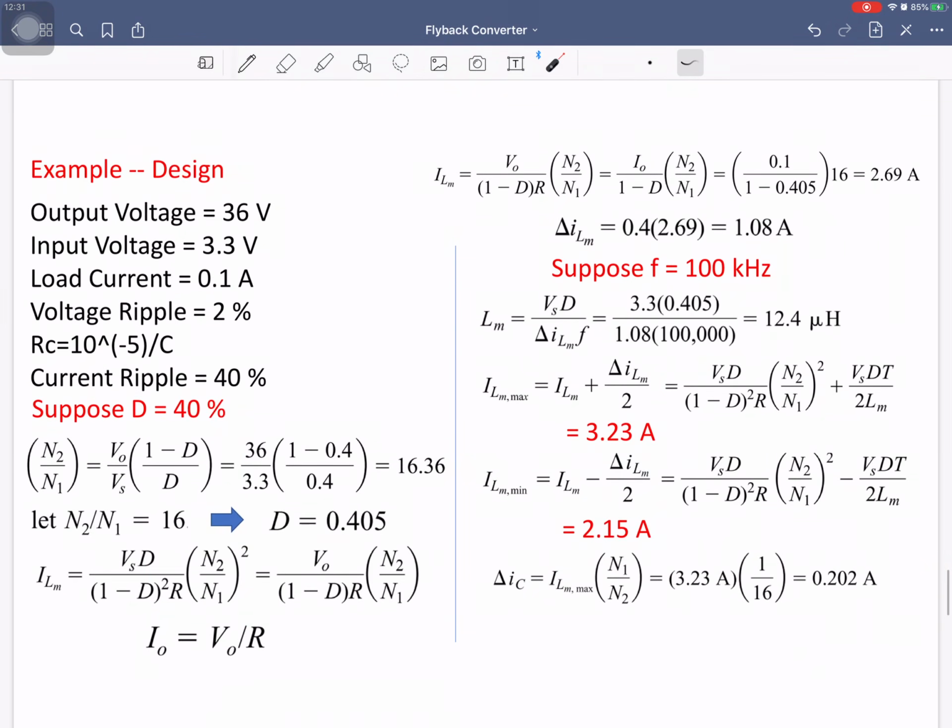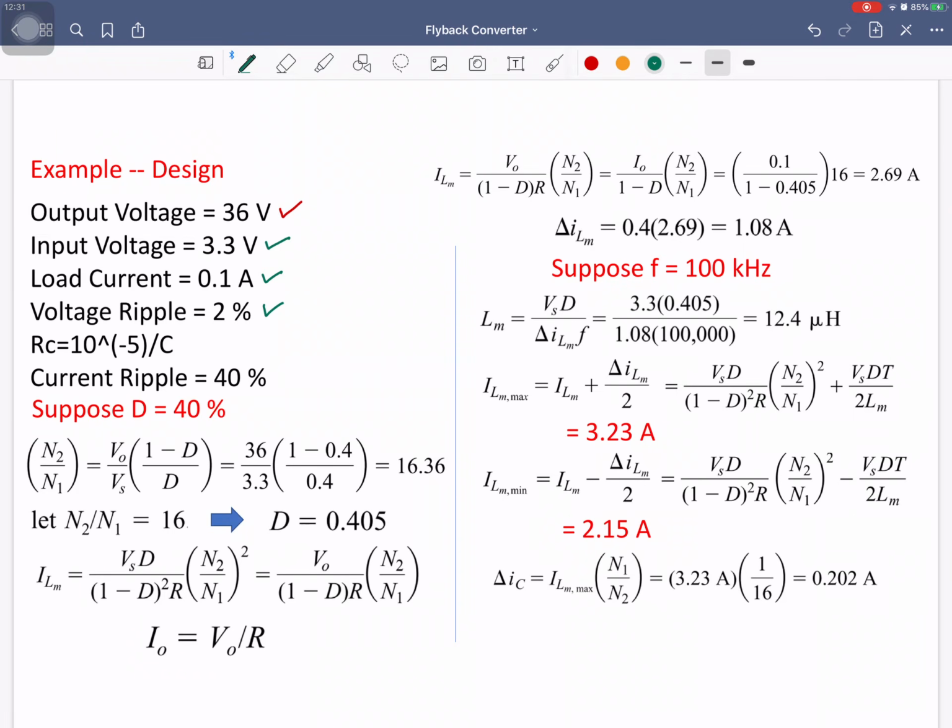Okay, now let's look at a design example. Let's suppose that we want to design a flyback converter. Output voltage required is 36 volt. Input voltage is 3.3 volt. Load current is, let's suppose, 0.1 ampere. Voltage ripple should not be more than 2%.